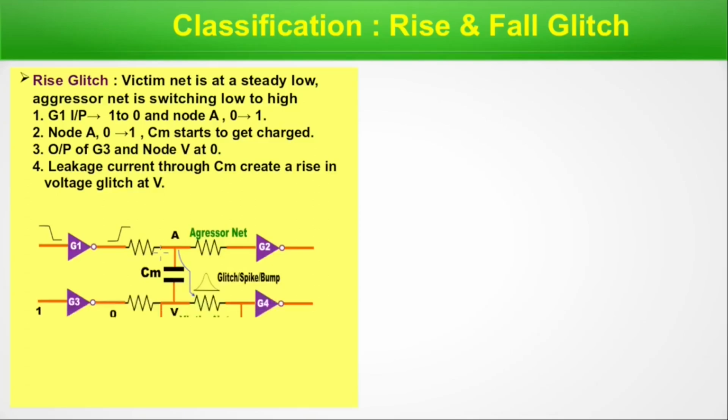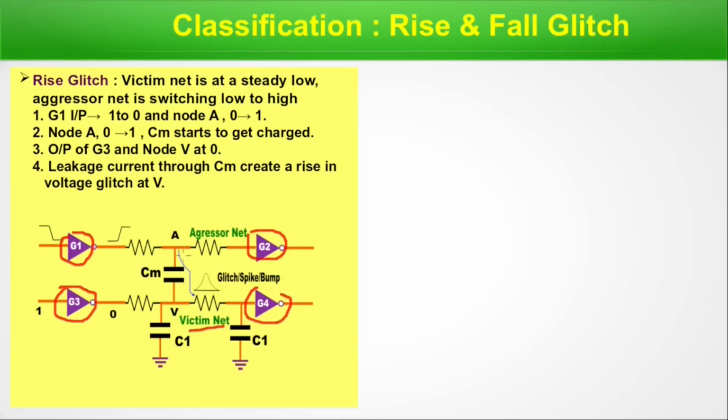Now, classification, rise and fall glitch. We have discussed crosstalk noise or glitch. Now let's see which kind of glitch happens when. Now rise glitch. This is the diagram. This is gate 1, gate 2. This is the aggressor net as mentioned. This is gate 3, gate 4. This is the victim net as mentioned here.